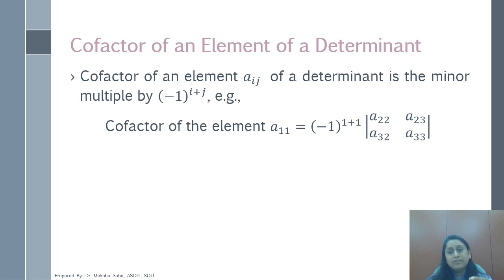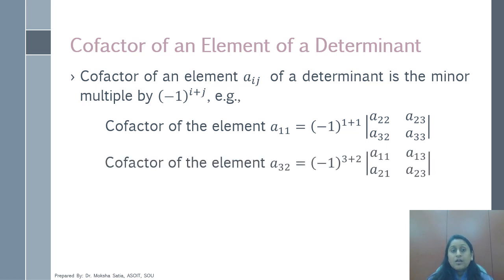So first of all, I will need a minor of that, which is A22, A23, A32 and A33. Now I need to multiply this minor with minus 1 raised to the number of the row of that element A11 plus the number of the column of that element, meaning 1 plus 1. This element is of the first row, first column. So I need to multiply my minor with minus 1 raised to 1 plus 1, which is positive 1.